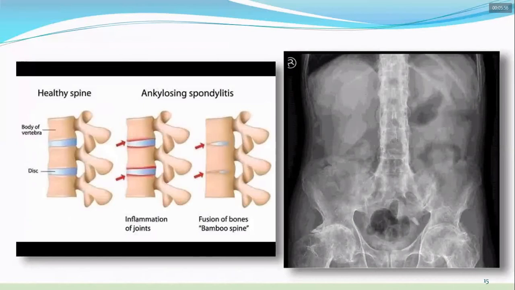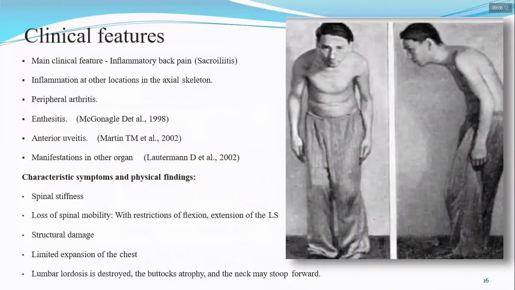You can see the picture. There is a healthy spine, and then there is some inflammation in the joint and the disc, and then there is ossification and the fusion of the bone. A similar picture shows the bamboo spine in the X-ray. Now, the clinical features: the main clinical feature is inflammatory back pain with sacroiliitis, because sacroiliitis is the first complaint of a patient with ankylosing spondylitis.